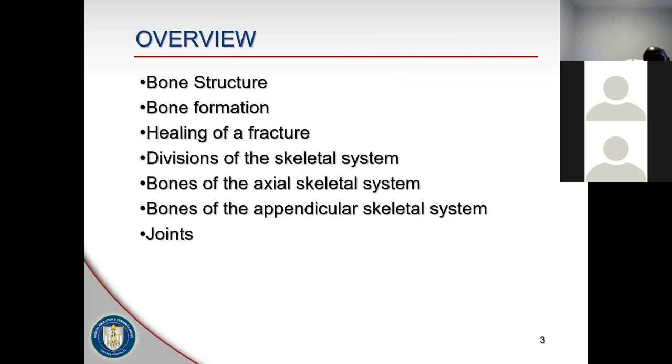The overview that we'll go over real quick for today is the bone structures, how bones are normally formed, the healing process that occurs when a fracture occurs in patients, and the divisions of the skeletal system. There are two major divisions. We'll also discuss bones of the exoskeletal system. That's one of the divisions of the skeletal system. The second one is the appendicular skeletal system. So the divisions of the skeletal system are these two, the exoskeletal and the appendicular skeletal, and we'll talk about those moving forward.